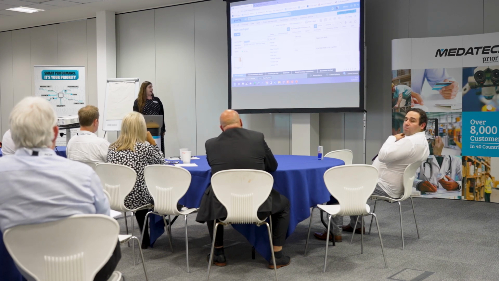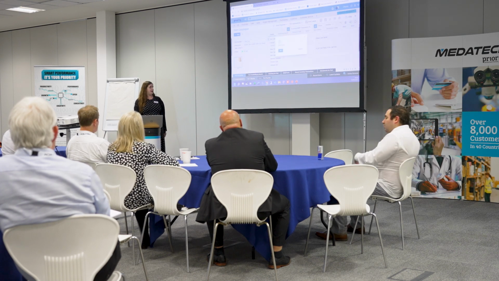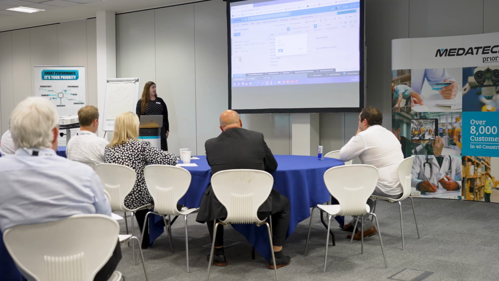So you can do that by basis, like I said, order number. You can do it by customer phone number, and anything you like, really. If there's a column in Priority, you can probably set it up to be searched by.